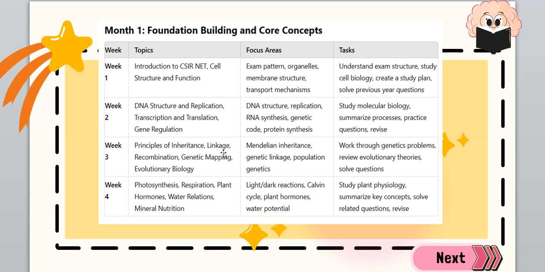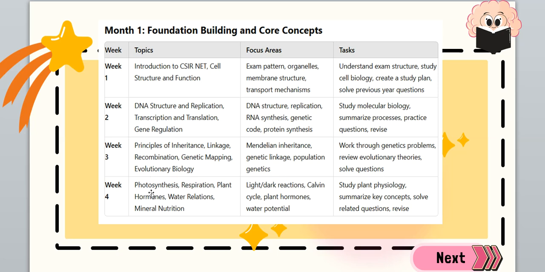In week 3, you start with inheritance biology, that is unit 8, and you can focus on population genetics. So we are focusing on the topics from where maximum questions come. You have to practice the genetic problems and understand some of the key numerical questions that come from unit 8. Simultaneously you start with evolutionary biology. Evolution and ecology are small units, so this will be completed very easily.